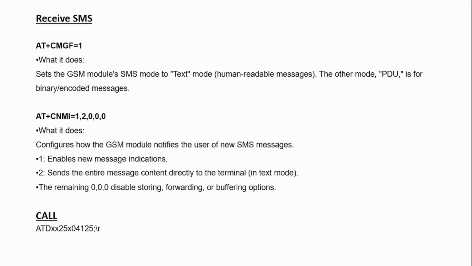So what do these numbers do? The first one will enable the new message indication, and the second will send the entire message directly to the terminal. So whatever message you send to the GSM module, it will directly forward that message as it is to the terminal. Terminal means, in our case, the Arduino board. And the remaining 000 will disable the storing, forwarding, and buffering options, right? So we will use these two commands.